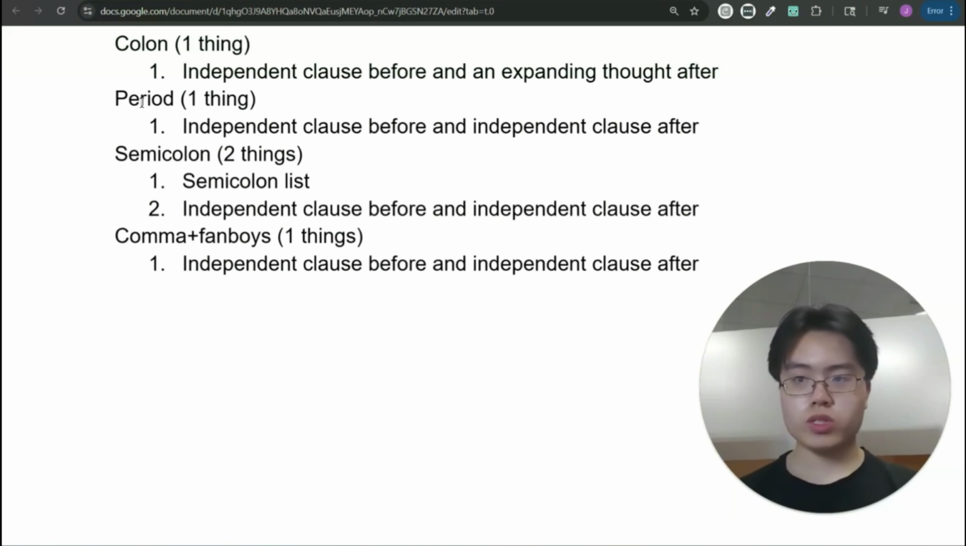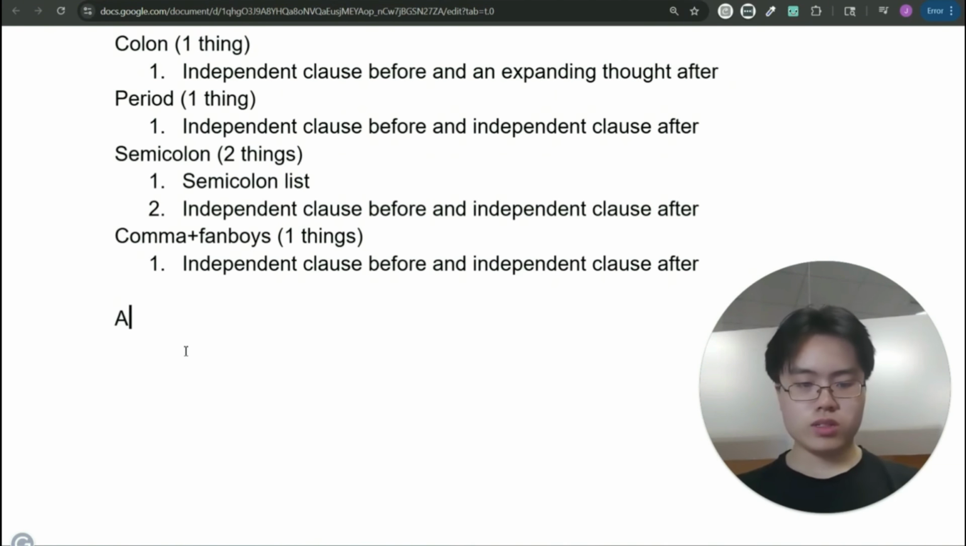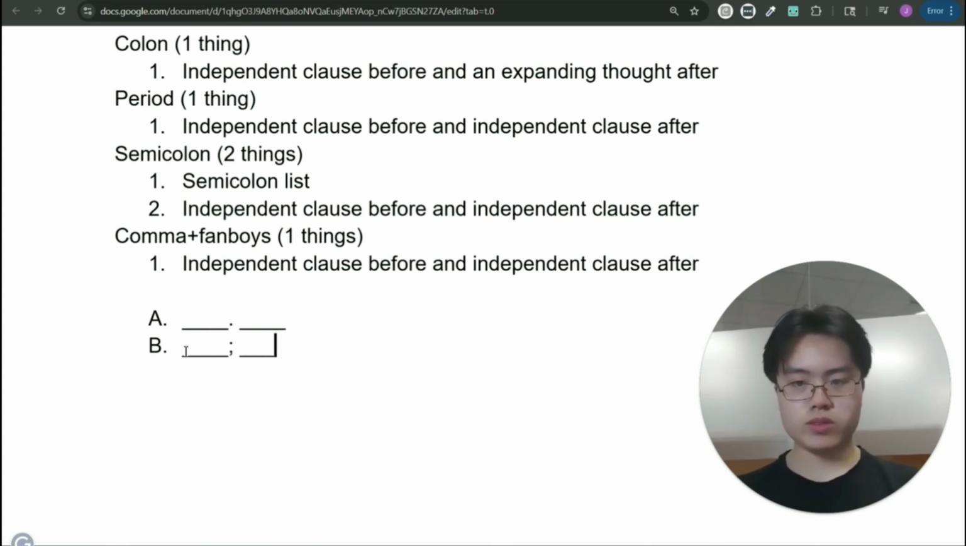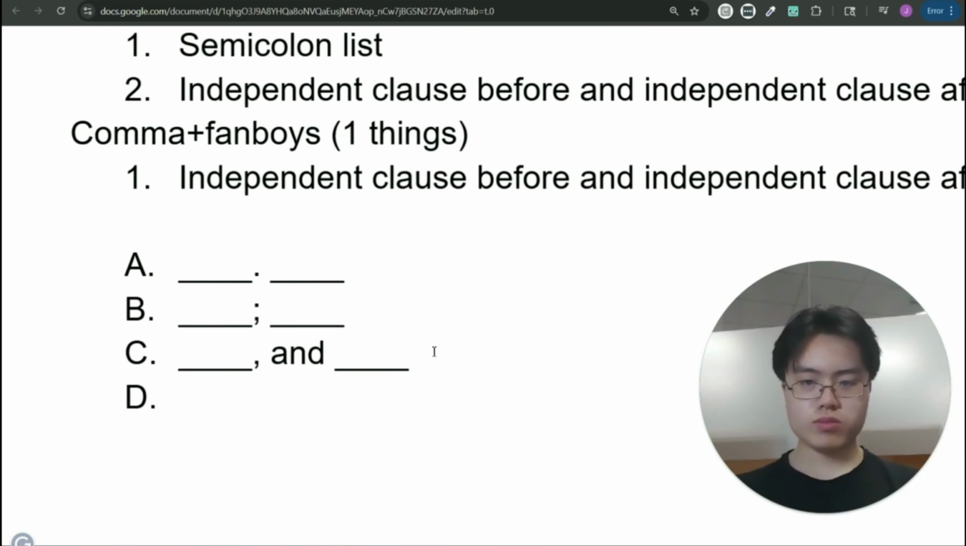Now that we know that there are 3 punctuation marks that do the exact same thing, the period, semicolon, and comma FANBOYS, all of them have to have an independent clause before it, independent clause after it. We're going to do something pretty cool that saves lots of time. Let's say answer choice A had a period, and answer choice B had a semicolon in the exact same spot as the period, and answer choice C had a comma FANBOYS in the exact same spot as all the other 2. Okay? And then there was answer D. I don't even care what answer D says. What's the answer? You could probably just pick D and it'd be 100% correct.